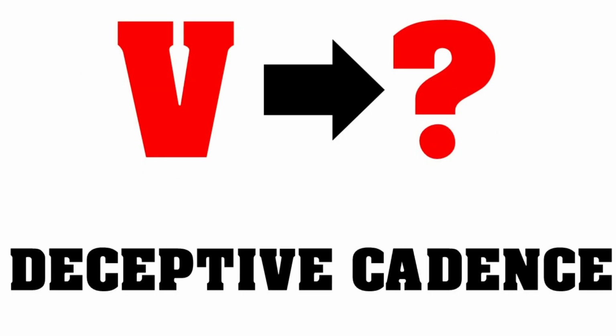Deceptive, false, or interrupted cadences are like perfect cadences, which are 5-1, except one is substituted for another chord, often chord 6. They're often approached in the same fashion as perfect cadences, and they sound like they'll finish at home, except they throw you off and go in a completely different direction. This is a less common cadence, but not that rare.